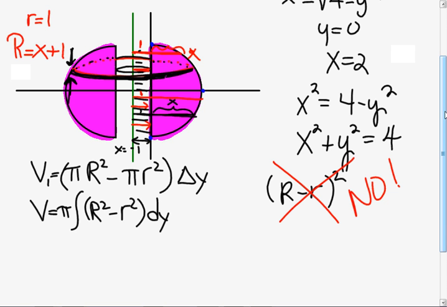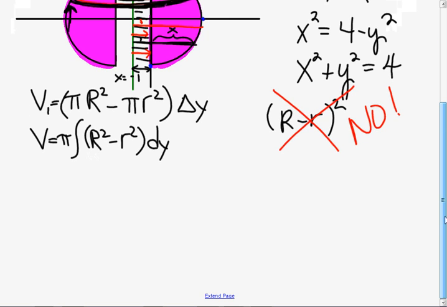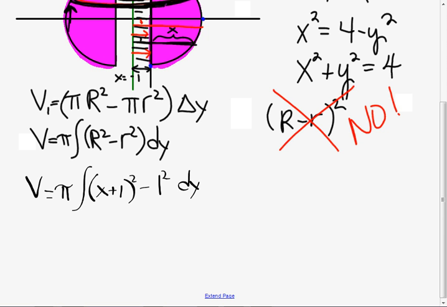Guys, if you're talking, please don't. I can't hear. What about big R? Big R is the distance from here, which is always 1, plus the distance from that axis over here. That's the x coordinate. Okay, let's put that in. Volume equals pi times the big radius, x plus 1 squared, minus the little radius, which is 1 squared, and it's dy. So now what do you have to do?